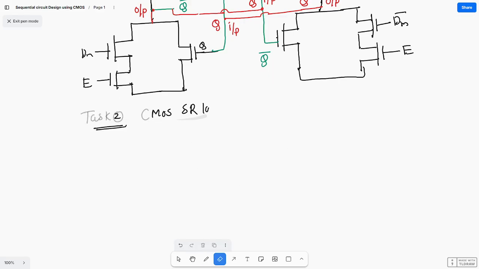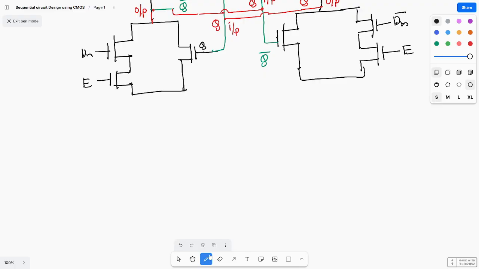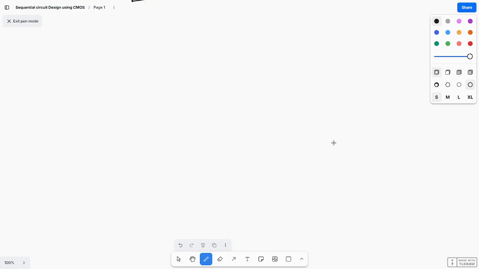What is the difference between flop and latch? Anyone? Your response. What is the difference between latch and flip-flop?